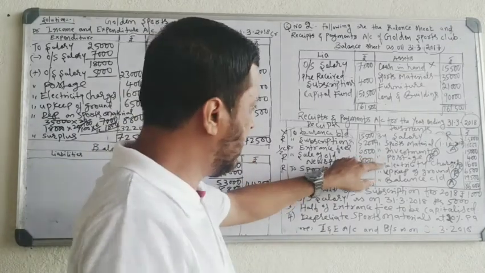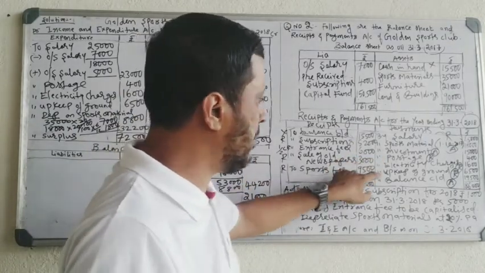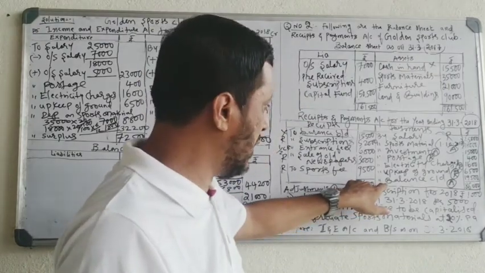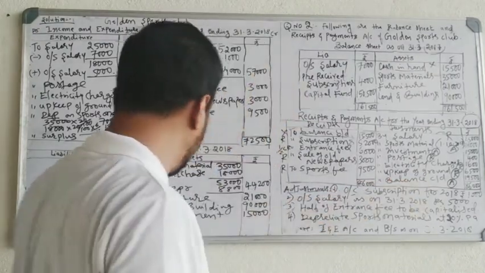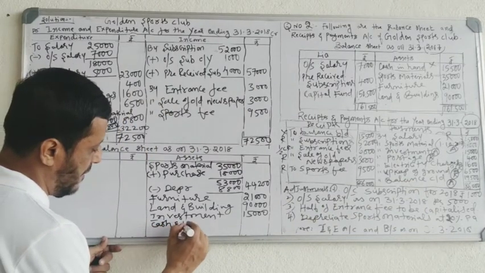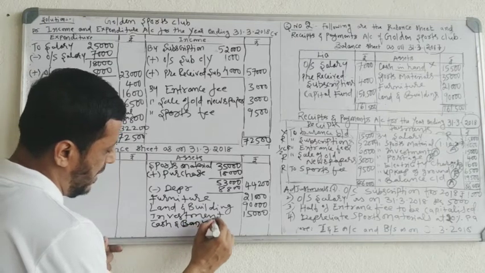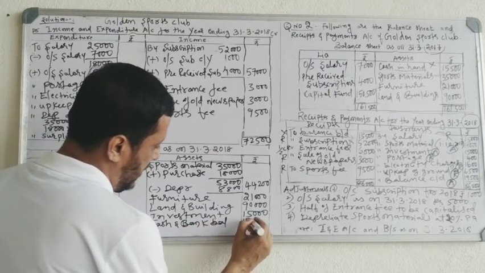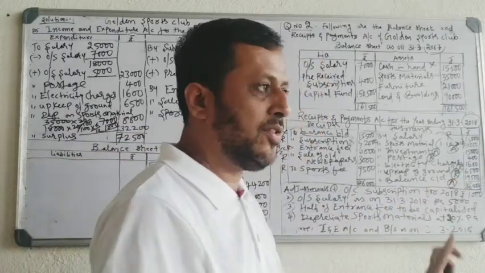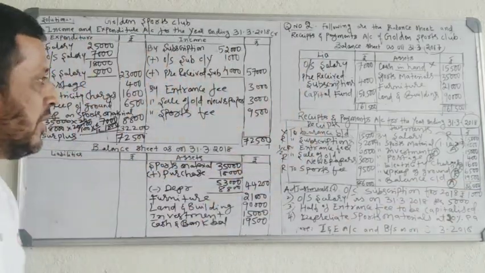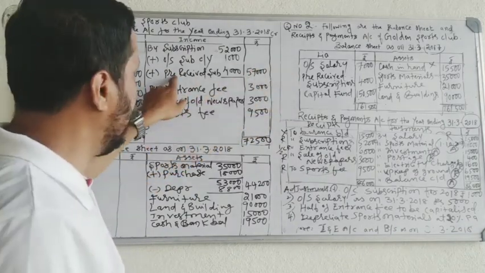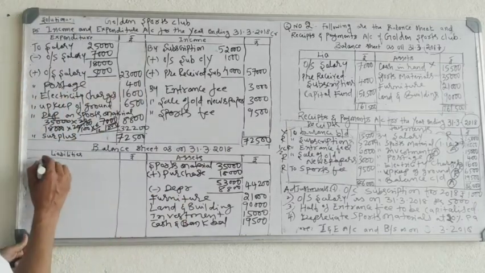Postage revenue you have taken, electricity revenue you have taken here, upkeep of ground revenue you have taken here. Balance carried on means cash and bank balance. Closing cash and bank balance, this year's cash and bank balance, you have to take it. It is an asset. Cash and bank balance, 19,500. Asset side is over. Now come to the liability side. Outstanding salary you have deducted here. Prepaid received in advance you have added here.